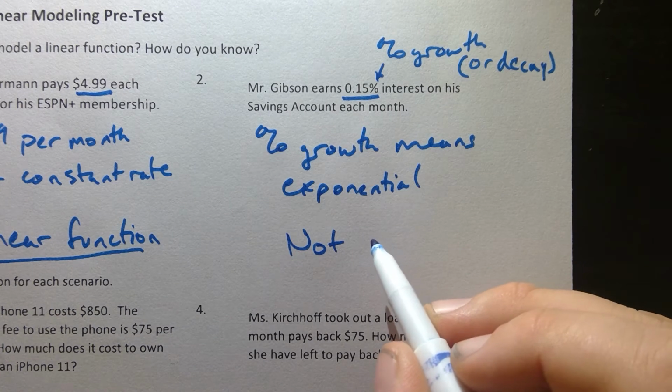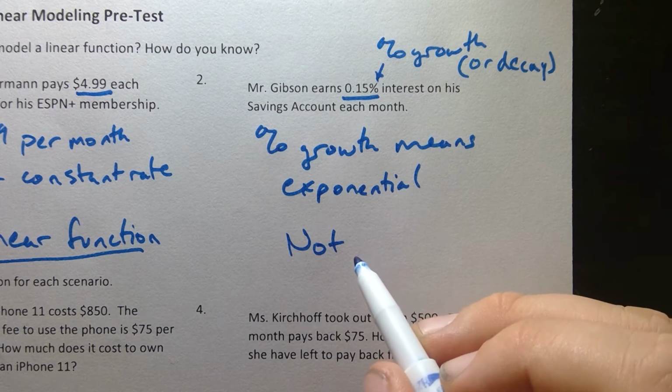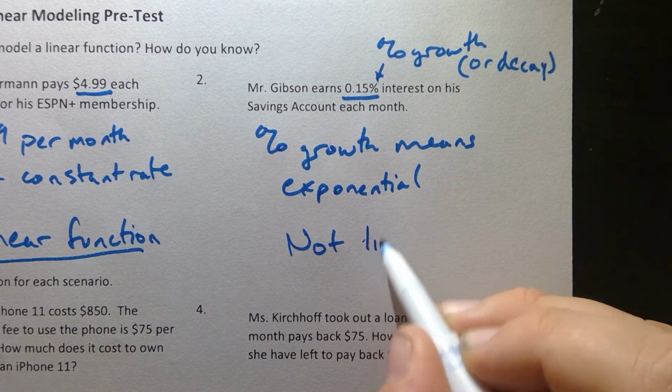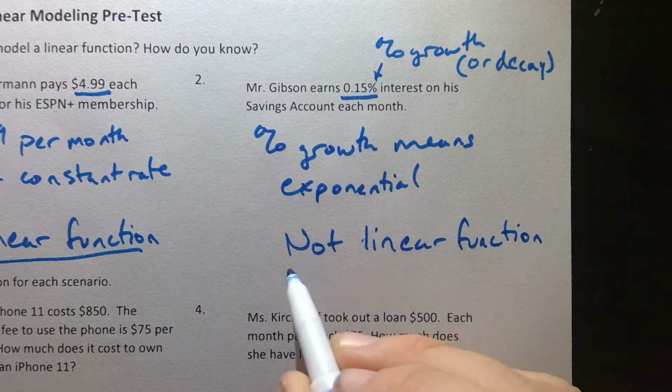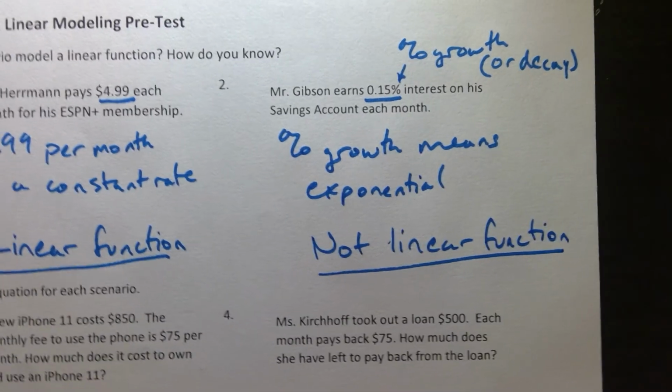If I have $100, I make 15 cents. If I have $200, I make 30 cents. This is not a linear function since it's exponential growth. Okay, it's not a constant rate of change.